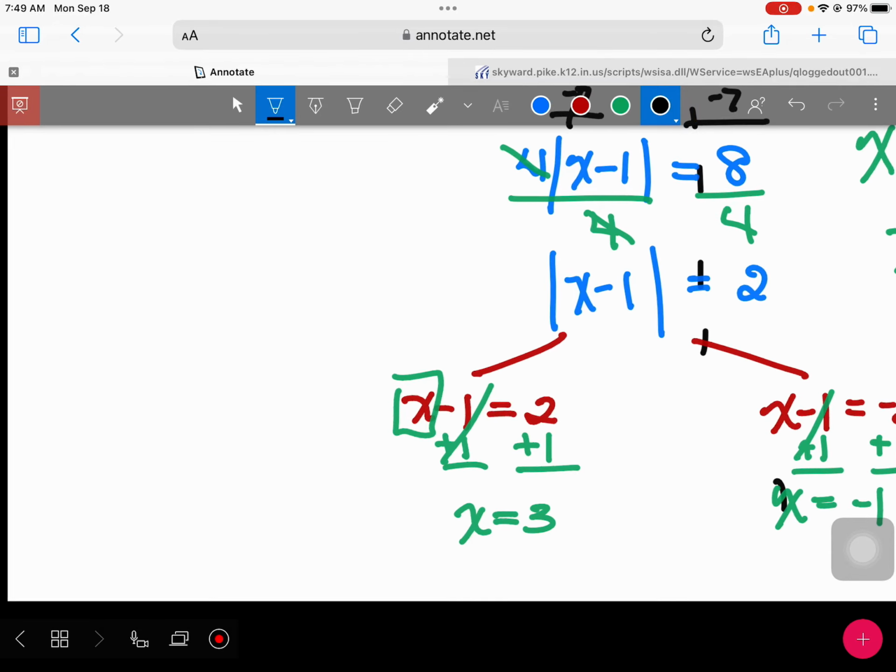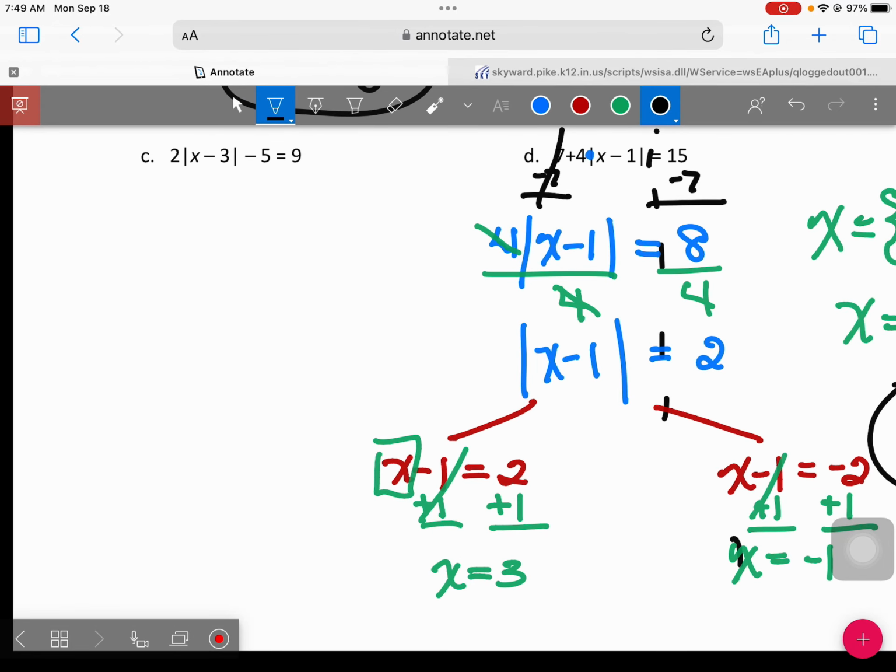Well, here we go. Letter C: 2 times the absolute value of x minus 3, minus 5, equals 9. So this is 2 times, there's nothing there, but we are multiplying, right, Larry? Heads up. TJ, you with me? So these are connected, so I'm going to leave those alone.